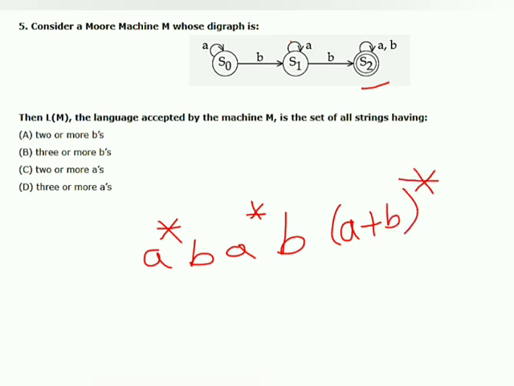So this is the regular expression drawn from the Moore machine. Okay. So here this expression has a set of strings that contain at least two B's. In the given DFA, it can be clearly noticed that the minimum string that is accepted by Moore machine M is BB. So the language can contain 0 or more number of A's and 2 or more number of B's. Okay. So here option A is the correct one.